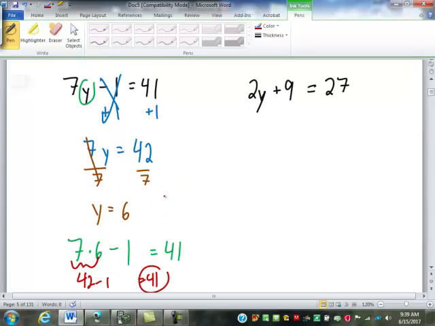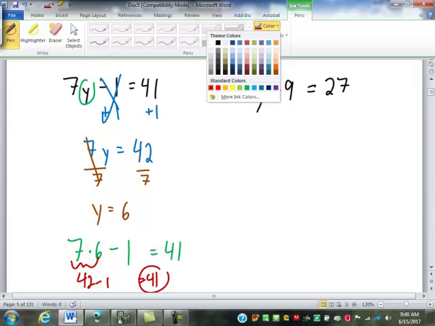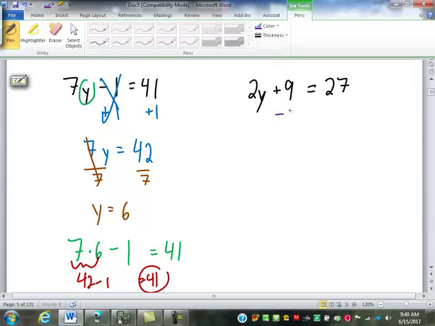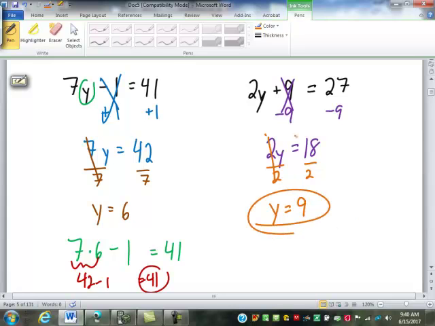On the right side here, 2y plus 9 equals 27. What do we do first? Subtract 9 from both sides. Giving us 2y equals 18. Good. And then? Divide by 2. Very good. Which gives us y equals 9. Great. And I'm going to trust you guys can plug it back in and double check it.